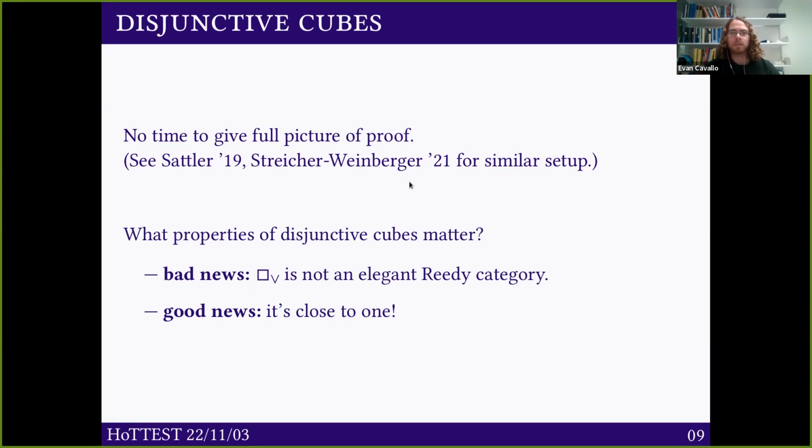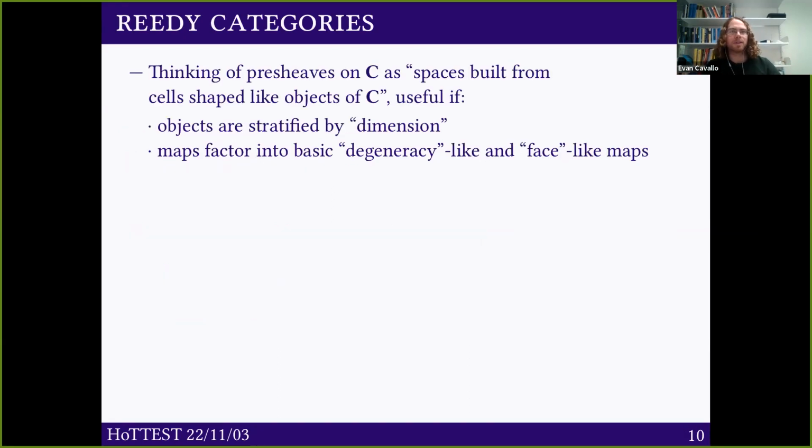And the Streicher and Weinberger paper also has some discussion of what's bad about the Dedekind cube category, if you want to see that. And so I just want to give some idea of what properties of the disjunctive cubes are important here for our proof. The bad news about this cube category is that it's not some good kind of thing called an elegant Reedy category. And this is the same problem that we have in the case with two connections. But what's good about it is that it's very close to being such an elegant Reedy category. And this is where it is different from the category with two connections, and how we're able to make progress here when we still don't know how to in the two connection case.